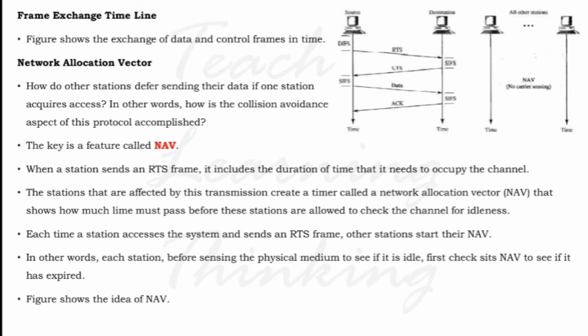The figure shows the idea of NAV. There is DIFS and the request to send, which goes to the destination, then a SIFS, and then the destination tells the source clear to send, and there is a SIFS and the source sends the data. From the destination, an acknowledgement is sent to the source. While this is happening, all other stations are in NAV. That means a timer is created for all other stations, and they remain idle. So this is all about the network allocation vector.